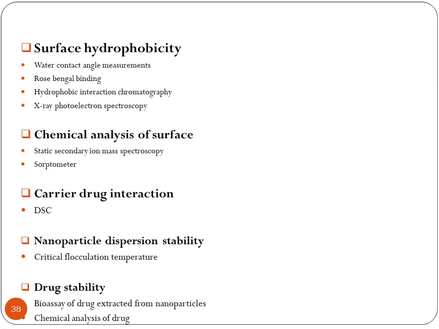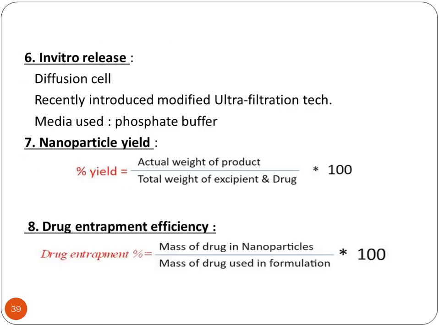And for drug stability, bioassay of the drug extracted from nanoparticles is either done or chemical analysis of the drug is done. Then next is in vitro release. It is done mainly with the help of a diffusion cell. A modified ultrafiltration technique was recently introduced, and the media used is phosphate buffer. And nanoparticle yield is mainly measured with the help of the following formula, that is actual weight of the product upon total weight of excipient and drug multiplied by 100. And entrapment efficiency is measured by mass of drug in nanoparticles upon mass of drug in formulation multiplied by 100.